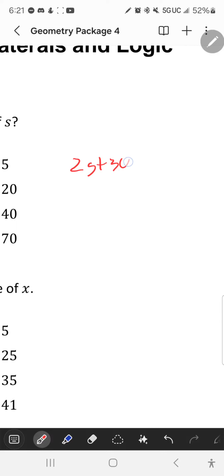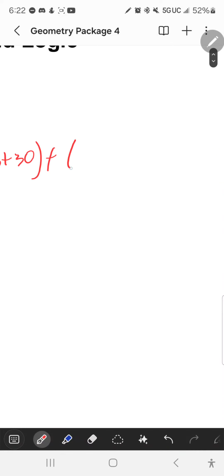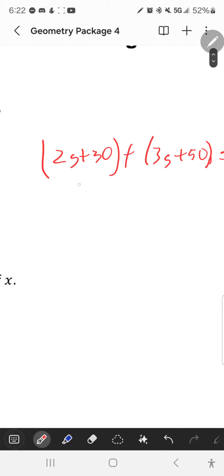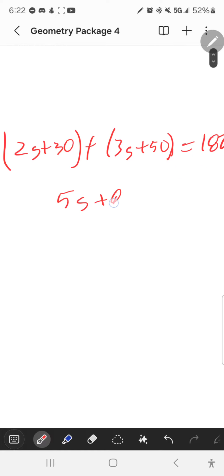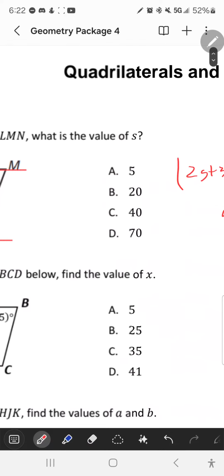So 2s plus 30 plus 3s plus 50 equals 180 degrees. Now, 2s plus 3s is 5s, and 30 plus 50 is 80, so this equals 180 degrees. Now we subtract 80 from both sides, and we get that 5s equals 100. And now 100 divided by 5 is 20, so s equals 20. This is our answer right here.